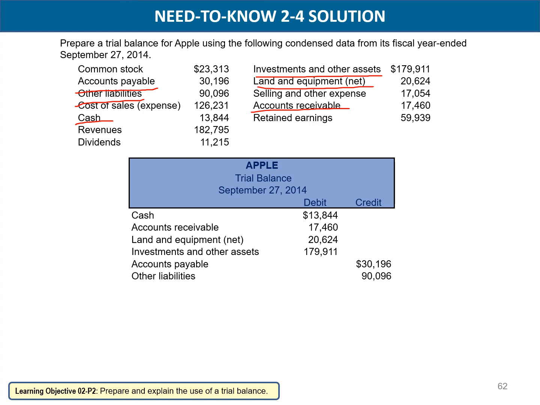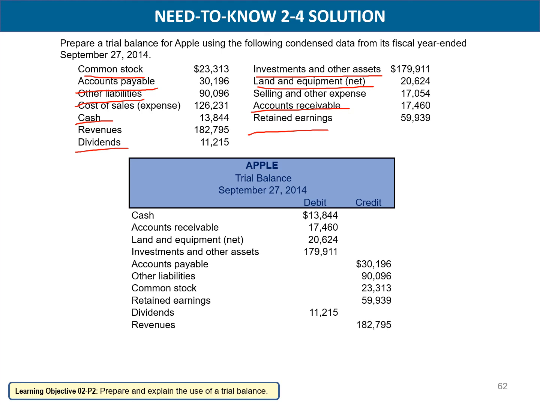Then I pull down my other liabilities for $90,096. And then next I go to my equity section of my balance sheet. And I say, all right, what equity accounts do I have? Well, I have common stock and I have dividends, right? And I have retained earnings. And then I have revenues and expenses left, right?